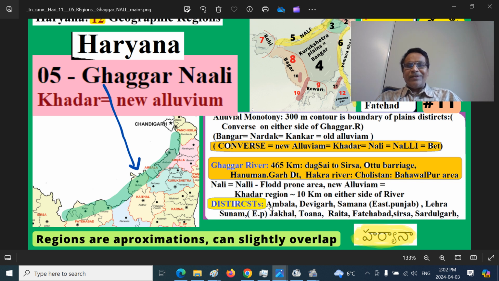So what are the district regions? We cannot just talk about Punjab. Across the Ghaggar, there is Punjabi speaking Punjab, just called Punjab in India, because people forget there are two Punjabs, East Punjab and West Punjab. Again, the words are very loosely used sometimes. Ambala district, Devigarh, Samana: these are taluks or regions, Devigarh and Samana, in East Punjab. Lehragaga and Sunam are also in East Punjab. Jakhal is of course in Haryana, and Tohana here. Ratia and Fatehabad. Of course, Sirsa and Sardulgarh I put here. They don't come under the Nali region. They come under the Kalanwali Rohi region. I have just put them here to make the story complete.